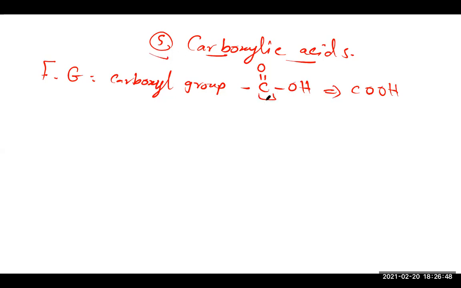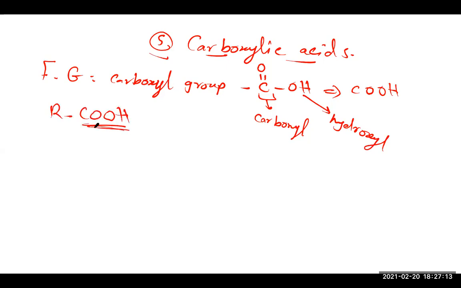It contains this group, which is called a carbonyl group, and this one we call a hydroxyl group. So it consists of 2 functional groups actually. A carbonyl group, which is CO, and OH, which is a hydroxyl group. And the general formula for the carboxylic acid will be RCOOH. So if you see COOH, this means it's a carboxylic acid. How to name the carboxylic acid?